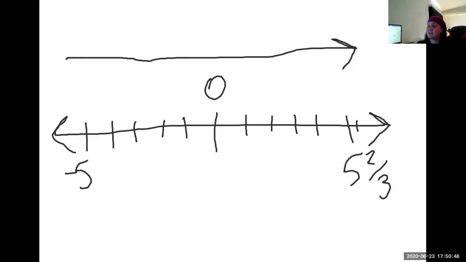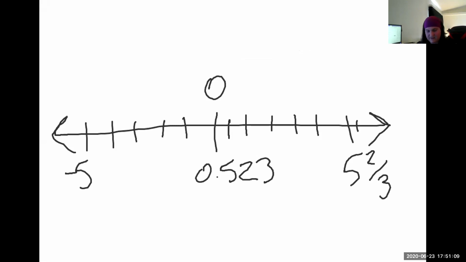0.523. Well, there's nothing in the ones position of 0.523. And we know 0.5 to be half. So this right here is 0.523. So if we're, again, writing our answer in increasing order, we know that it starts at -5, 0.523, and 5 2/3. Okay.